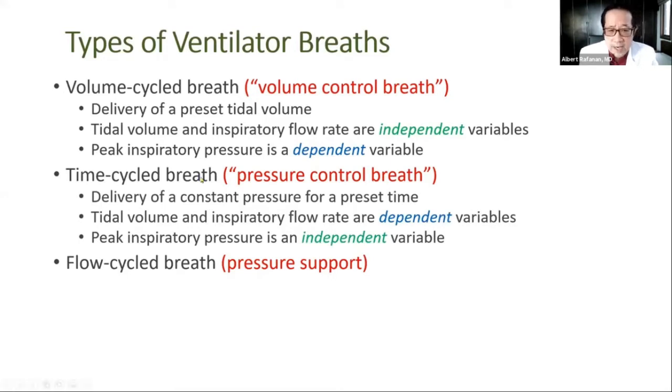For a time cycle breath or pressure controlled breath, we deliver a constant pressure for a preset time. The time cycle is what stops the breath, so after a certain amount of time, the breath stops. It delivers a constant pressure for a preset time. This is why we call it time cycle. In this case, because we set the pressure, the tidal volume and the inspiratory flow rates are the dependent variables, and the independent variable that we set in the machine is the peak inspiratory pressure.